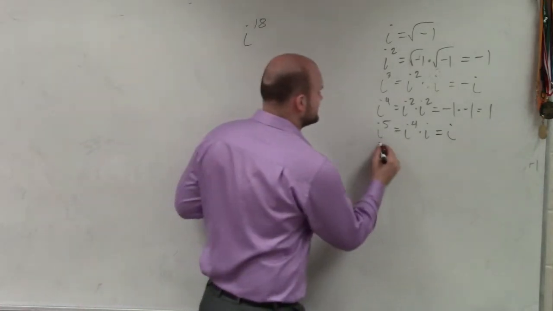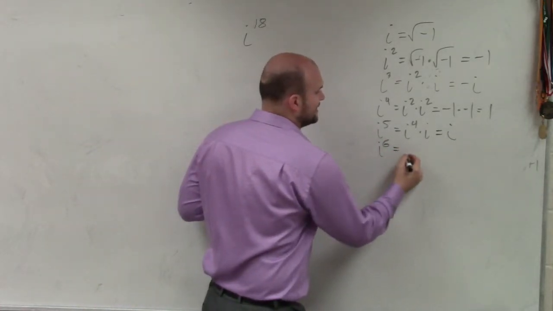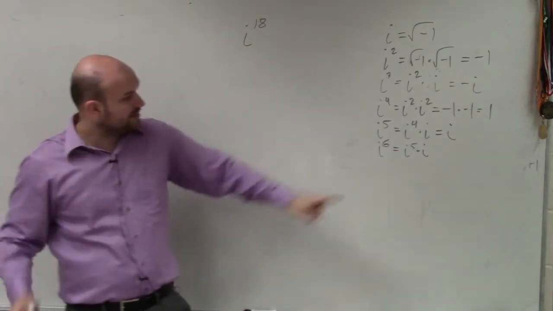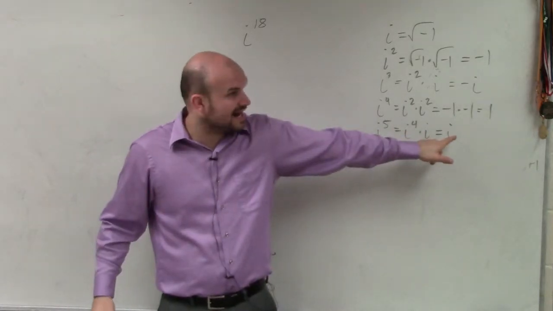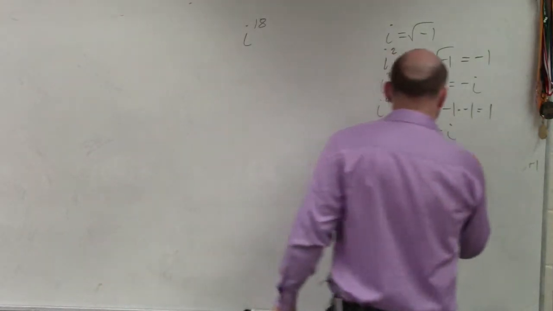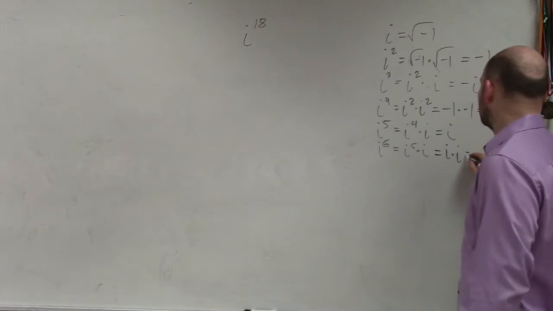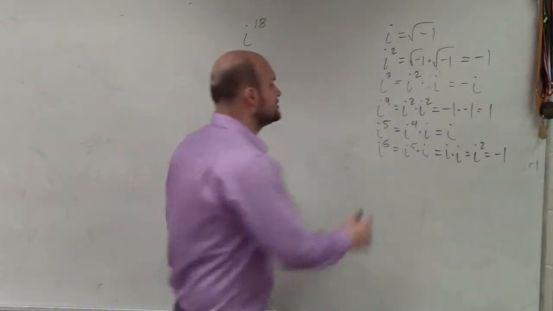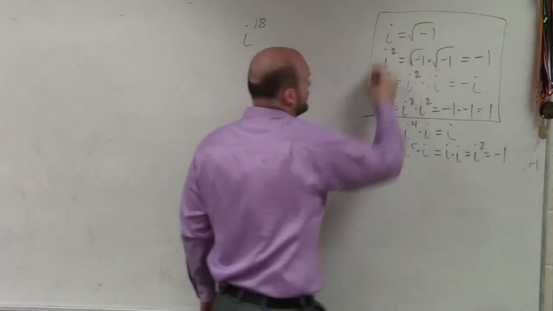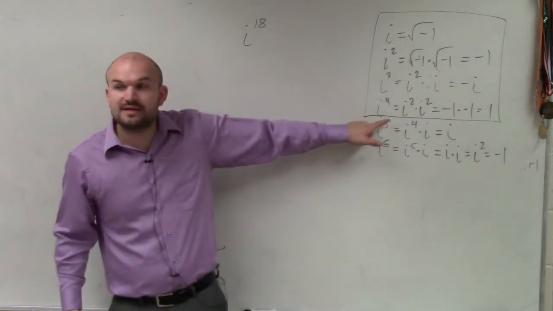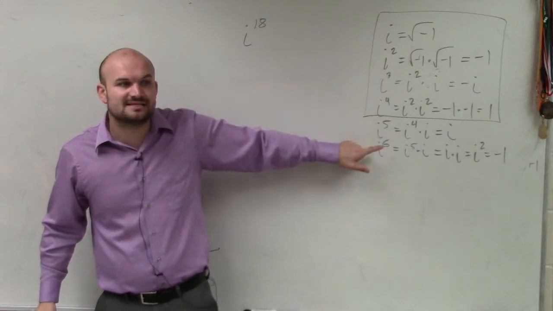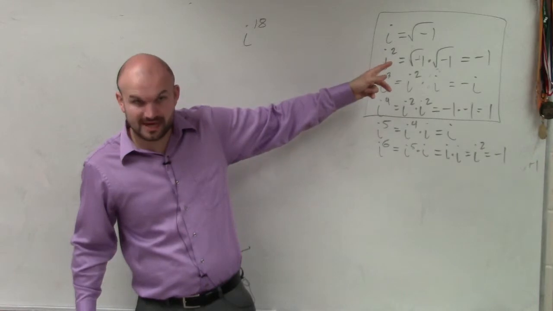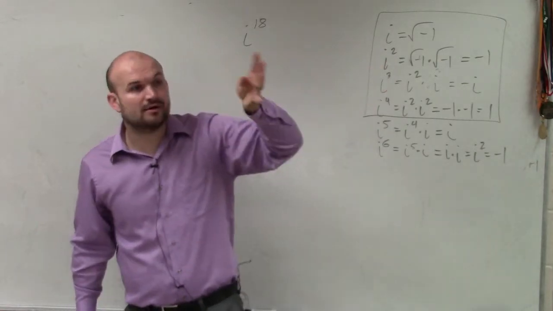So if I did i to the 6th, that's i to the 5th times i. Well, we know i to the 5th is the same thing as i. So that's i times i, which is i squared, which is negative 1. What I want you to understand, and the reason I'm going back over it, is that once we continue up to i to the 5th, i to the 6th, you can see it starts repeating itself. So once it gets up to 4, it repeats itself.